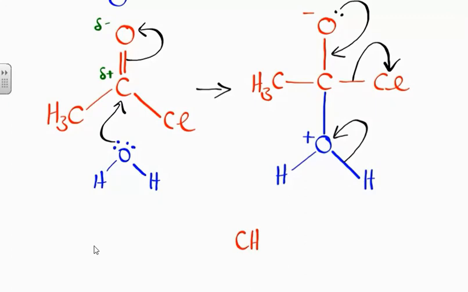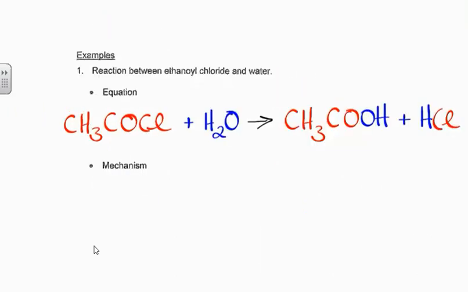Let's draw the product. So carbon double bond oxygen now. We've lost the chloride. That carbon is bonded to an OH. We've lost a hydrogen ion, and so it suddenly appears as a carboxylic acid. And there's the balanced equation.